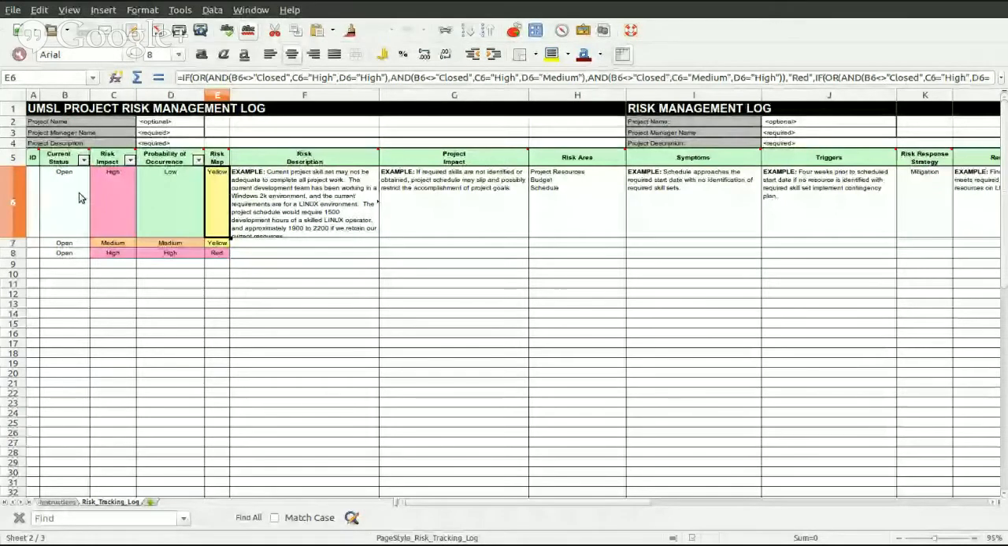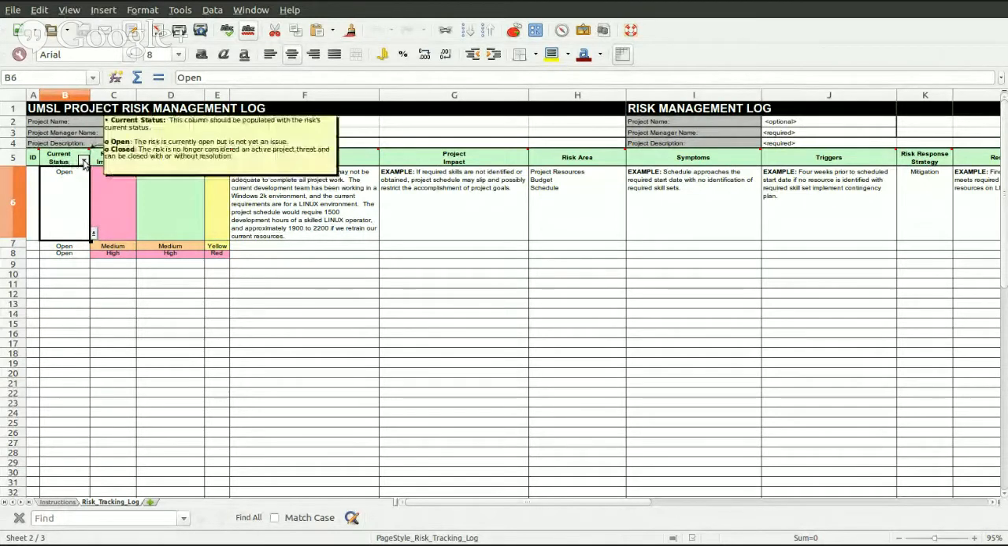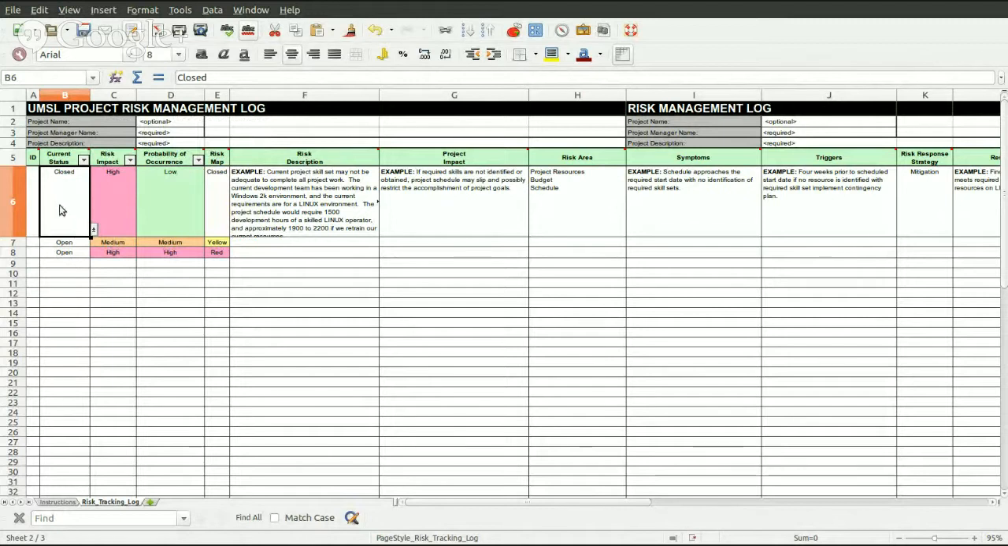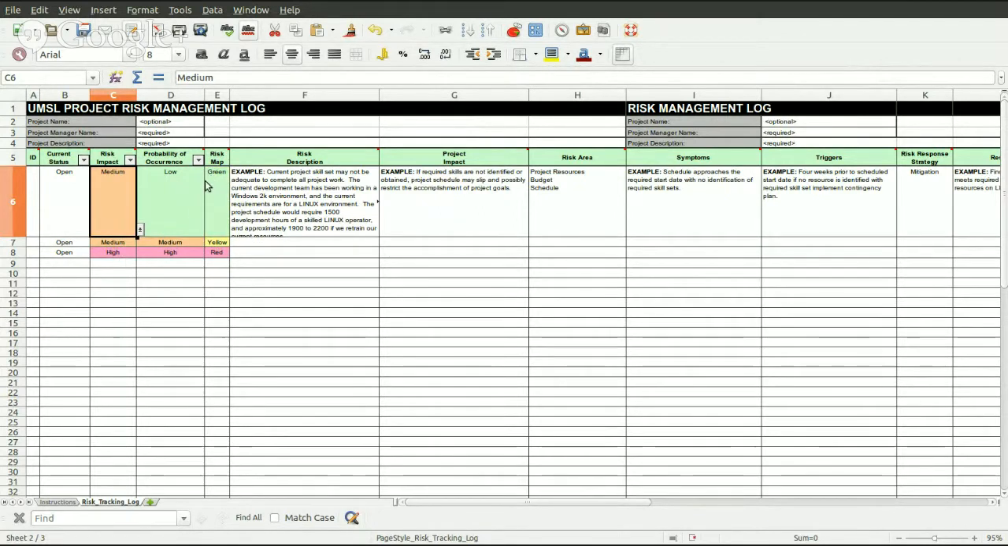And so right here, you have risk status. Usually the risk is either open or closed. And so right here, you see that the risk is open. You just click on this little macro here. You can change it to closed. And then you see that the risk map itself becomes closed. But since the risk is open, you say it's open. You say that your risk impact, maybe the risk impact is medium. And you'll notice that this risk map changes as well.